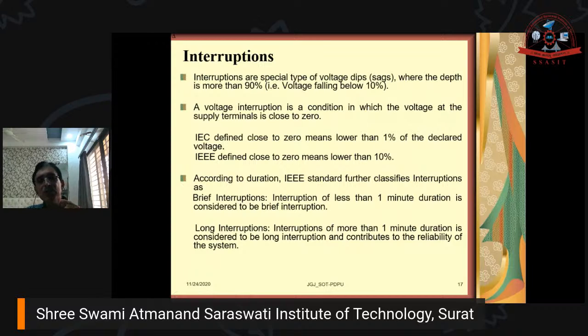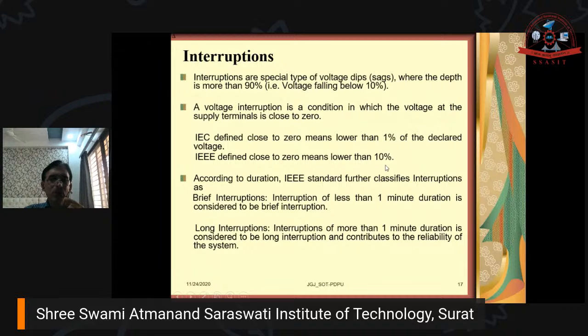If the voltage is less than 10% of the normal working voltage, then it is called interruption. A voltage interruption is a condition in which the voltage at the supply terminals is close to zero. According to the IEC standard, close to zero means less than 1% of the declared voltage. But IEEE standards define close to zero as less than 10%. This is the general definition of voltage interruption: the voltage at the supply side is close to zero.